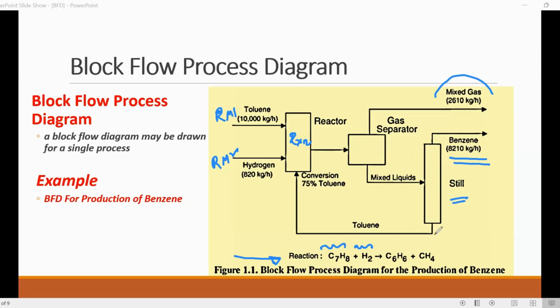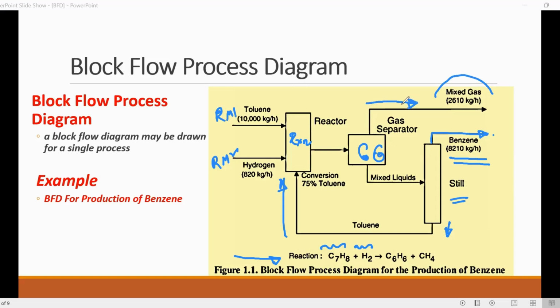The toluene which is taken out as a bottom product in the tower goes back as a recycle into the reactor again. The leftover, or the benzene, is taken as the top product. This separator is helpful in separating the mixed gases which are uncondensable.